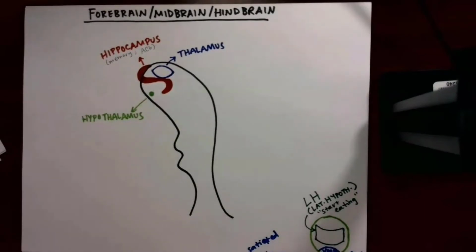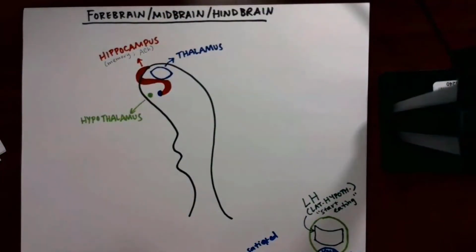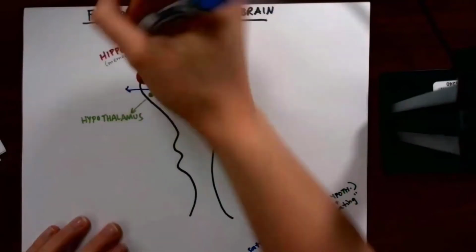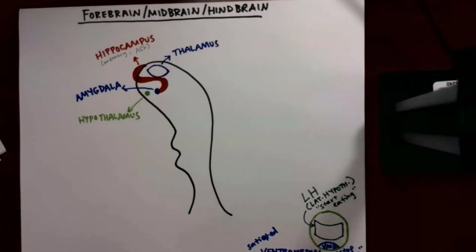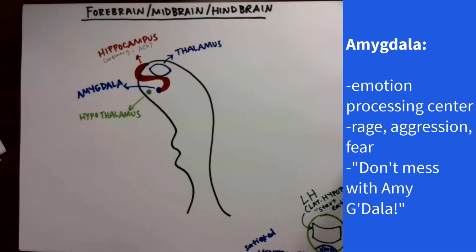All right, next up, I'm going to take a dark blue and I'm going to draw a little button-looking thing on the end of the hippocampus. And this is called the amygdala. All right, the amygdala is the emotional processing center. And it's particularly involved in processing the emotions of rage and aggression. So it's all about emotions, especially strong emotions like rage or fear.